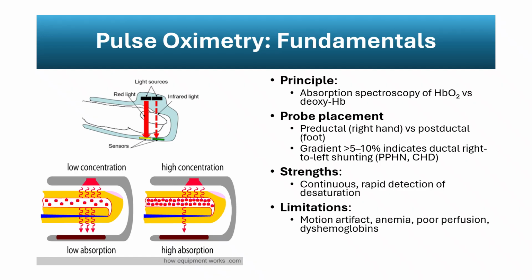However, several factors affect accuracy. Motion artifact, low perfusion, anemia, and abnormal hemoglobins such as methemoglobin or carboxyhemoglobin can cause misleading readings. Bright lights or poor sensor contact may also distort results. Understanding these principles allows accurate interpretation of saturation trends and correlation with arterial or transcutaneous oxygen values. Continuous monitoring ensures early recognition of hypoxemia and supports timely adjustments in oxygen delivery or ventilator settings.